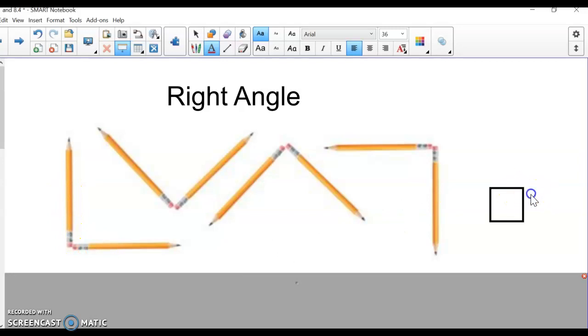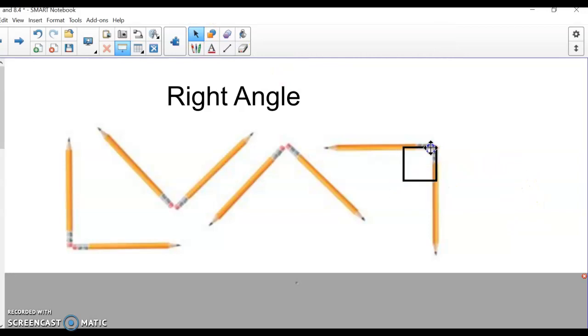And if I have a square over here, I could take it and I could put it right in the middle of that angle, and it's going to be right on the line of the pencil. So get as close as you can to make a right angle. This is one of the most important angles that we work with in geometry.